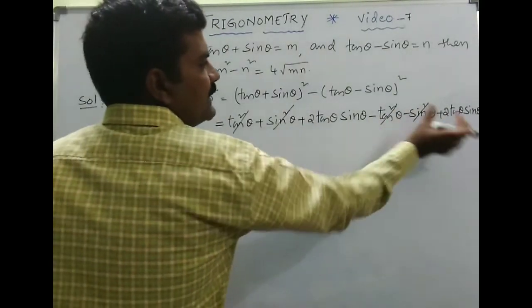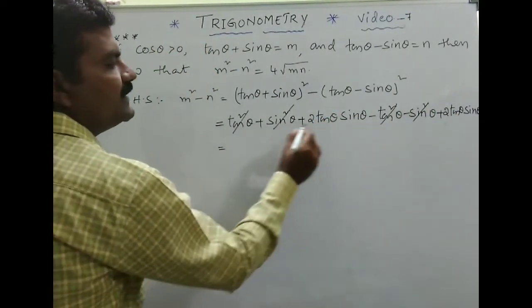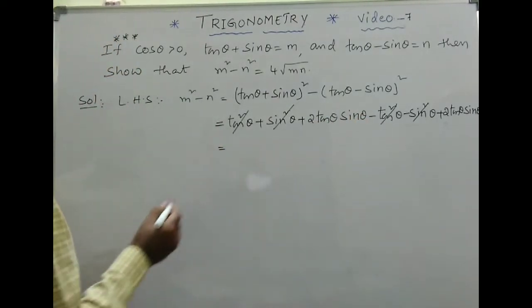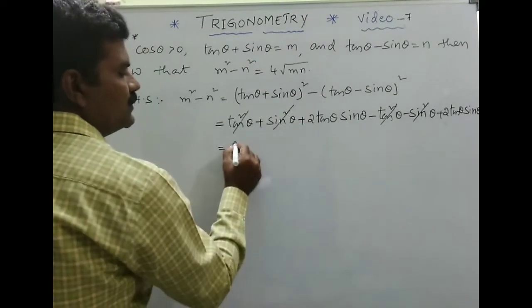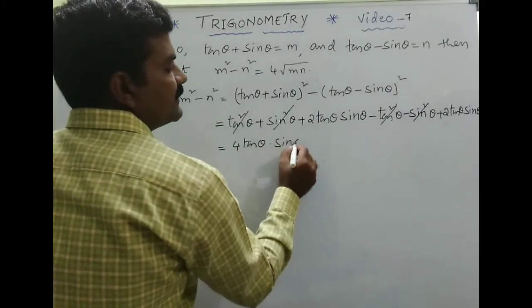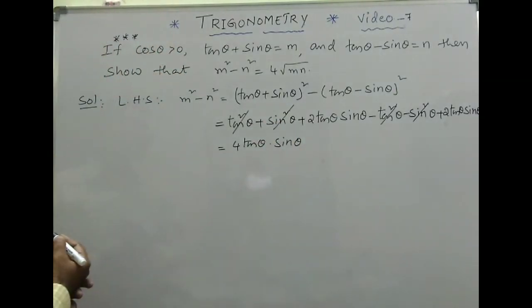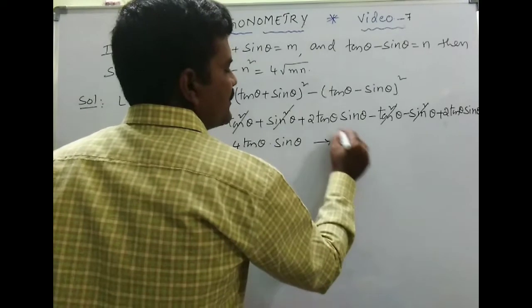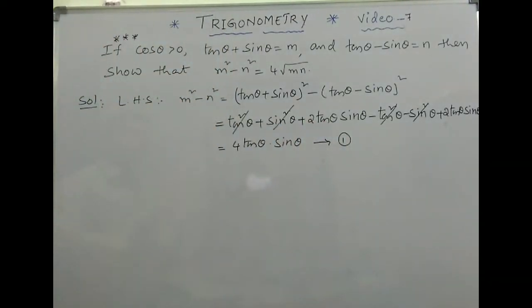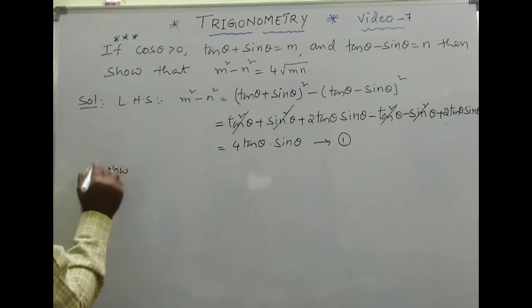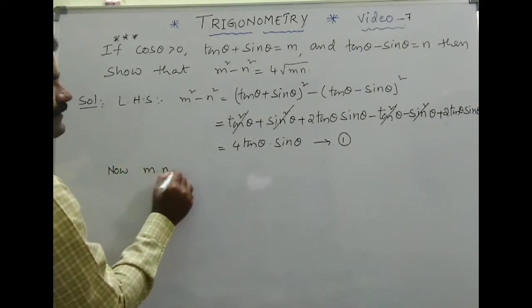Now these two are like terms: 2 tan theta into sin theta plus 2 tan theta into sin theta, 2 plus 2, 4 tan theta into sin theta. Okay, so let it be equation number 1. Just keep it aside. Now please solve for m into n.